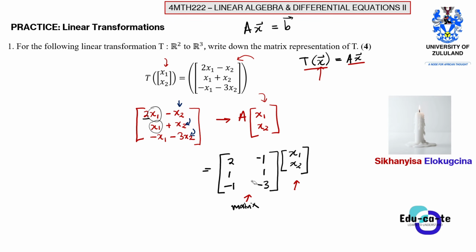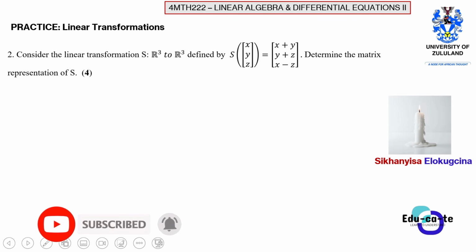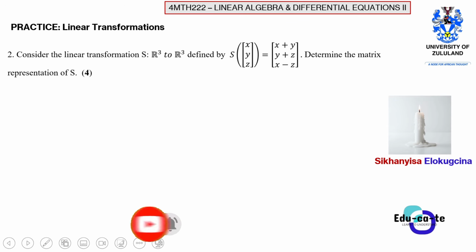If you do matrix multiplication again, it gets you back to the original one. So this is the matrix representation of T, or this is the matrix that corresponds to T. Let's do the second question to see whether we understand or not.